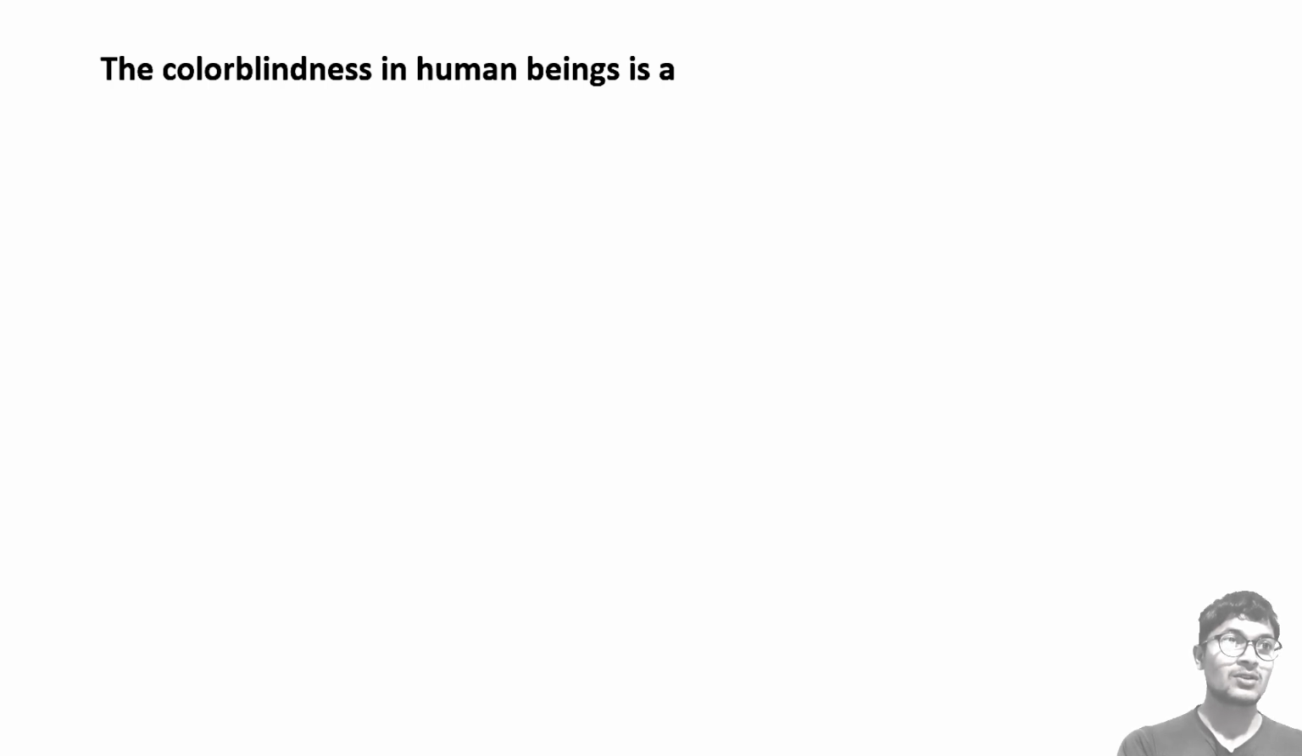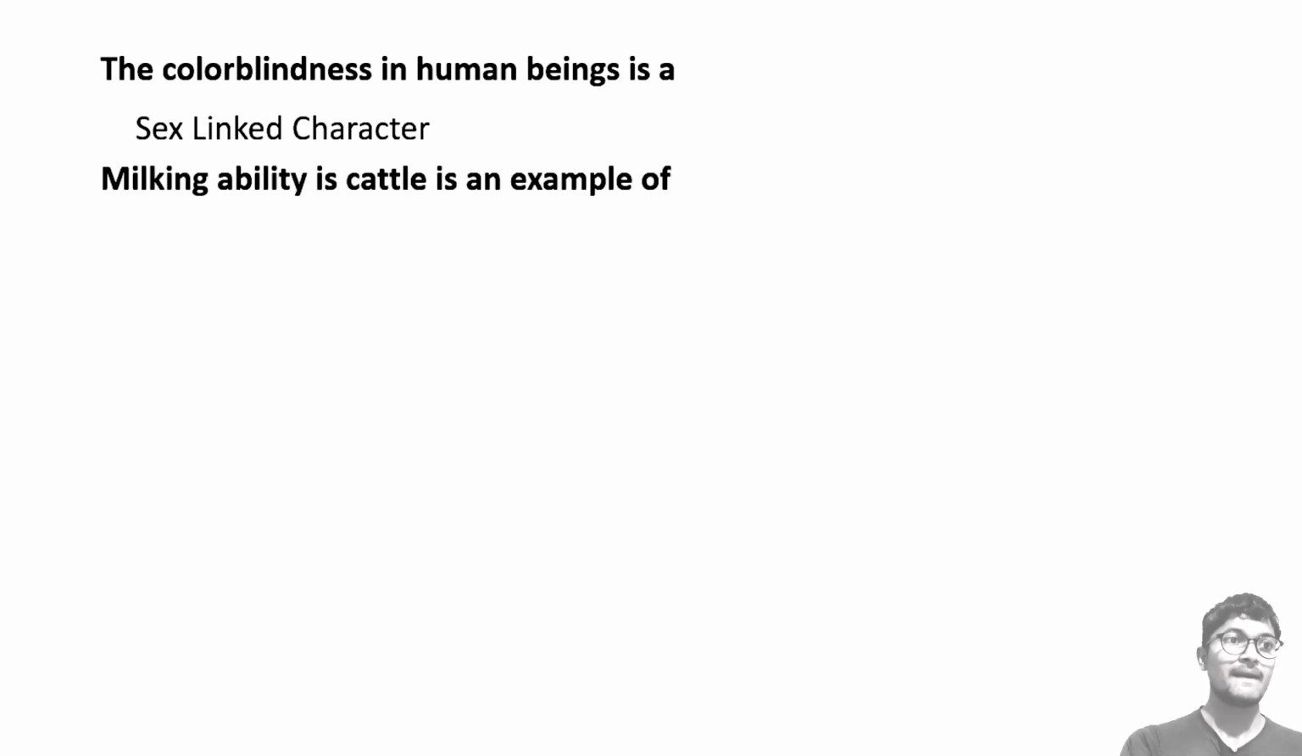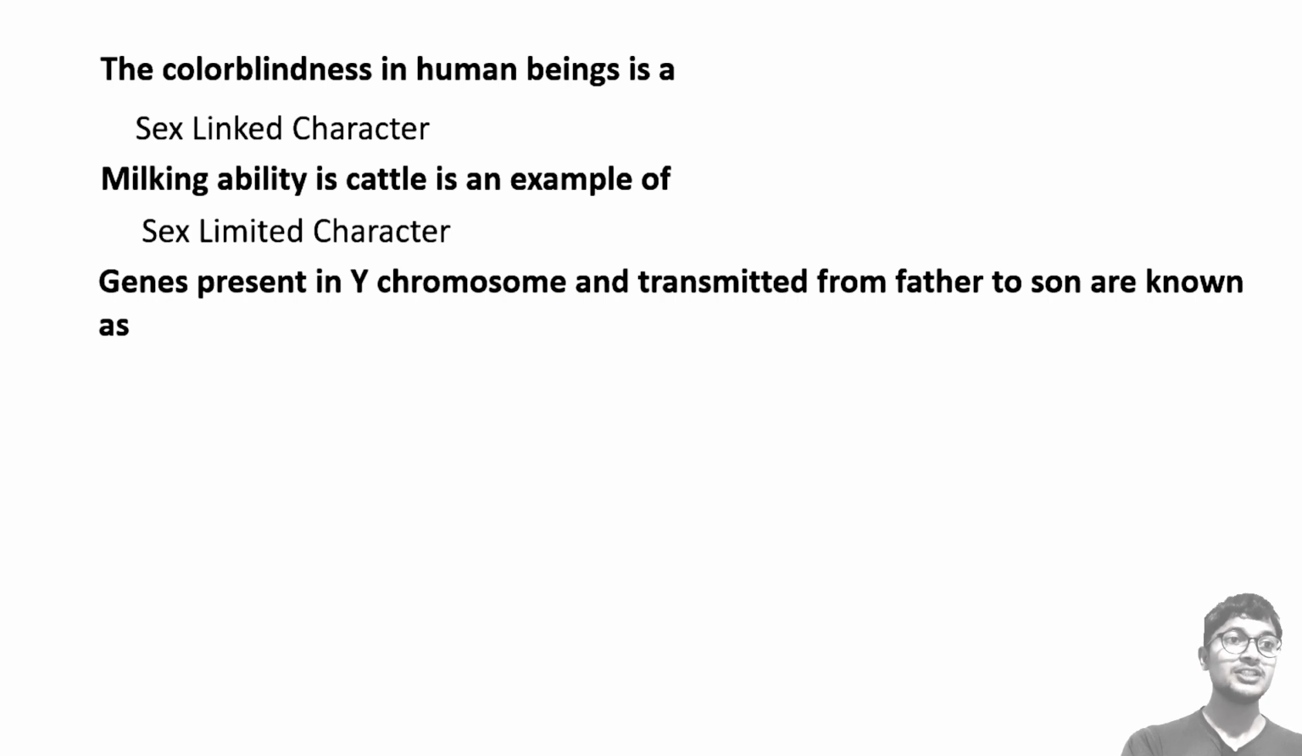The color blindness in human beings is a? Answer is sex linked character. Clear? Next question. Milking ability in cattle is an example of? Answer is sex linked characters. Clear? Next question. Genes present in Y chromosome and transmitted from father to son are known as? Answer is holandric.